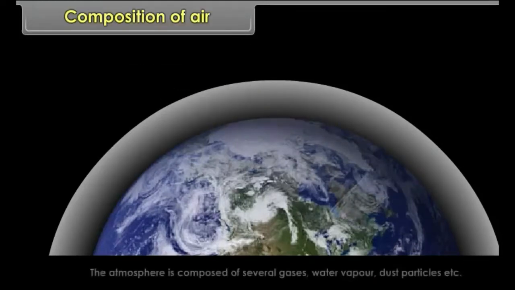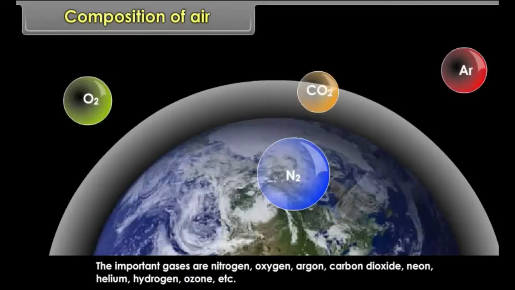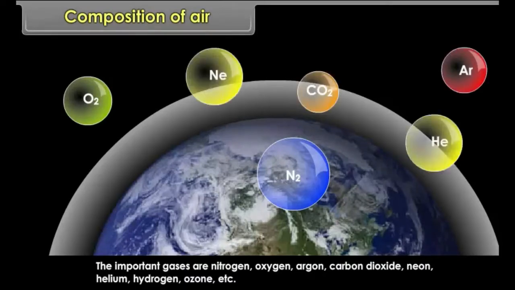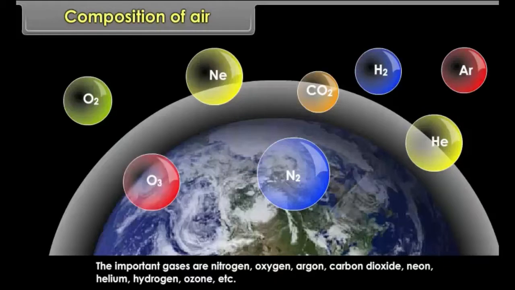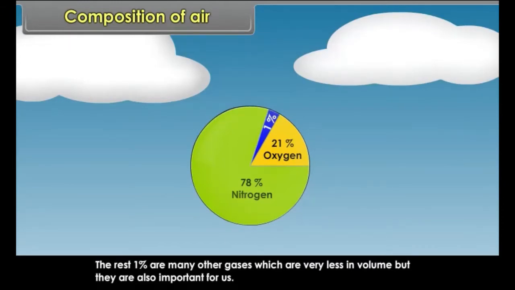Composition of air. The atmosphere is composed of several gases, water vapor, dust particles, etc. The important gases are nitrogen, oxygen, argon, carbon dioxide, neon, helium, hydrogen, ozone, etc. By volume, nitrogen is 78% and oxygen about 21%. Together, these two gases make 99% volume of the atmosphere. The rest, 1%, are many other gases which are very less in volume, but they are also important for us.